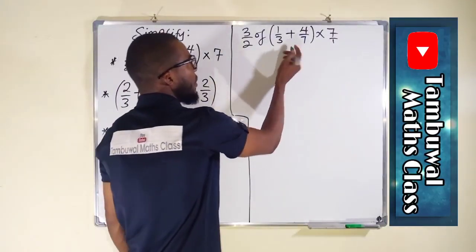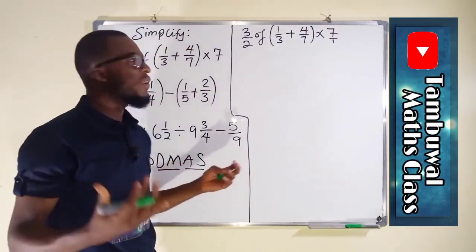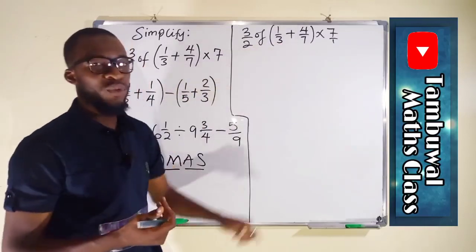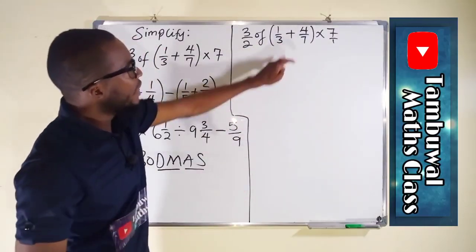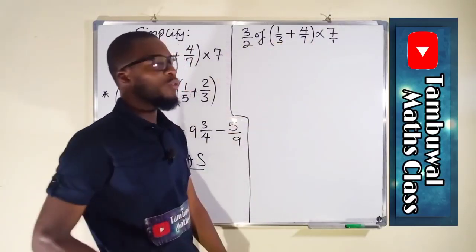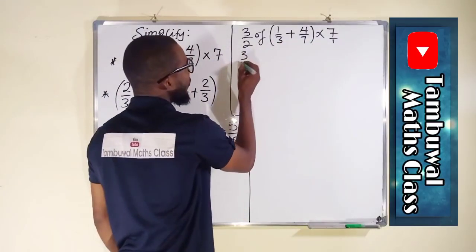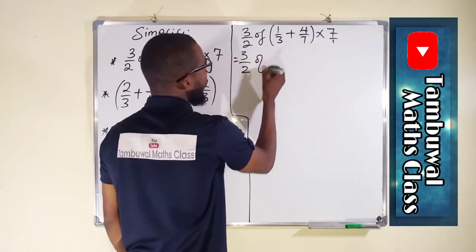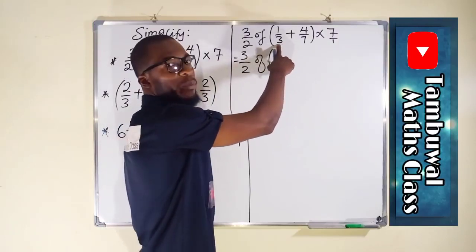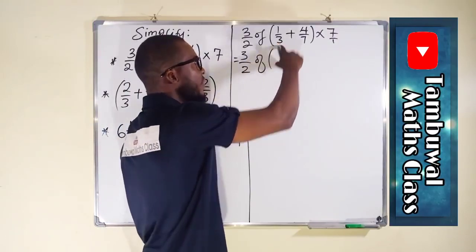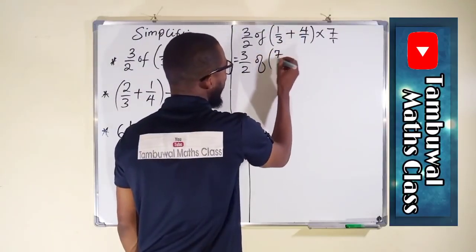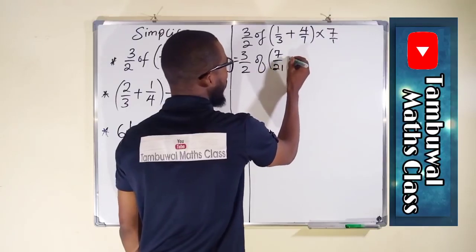Okay. These fractions have different denominators. For convenience, let us transform them in such a way that they will have the same denominator. The LCM of these 3 and 7 is 21. So we are going to convert them into 21. So we have 3 over 2 of, to change this into 21, we have to multiply it by 7. For equivalency, we have to multiply the top number by the same value. 7 times 1 is 7. 7 times 3 is 21.